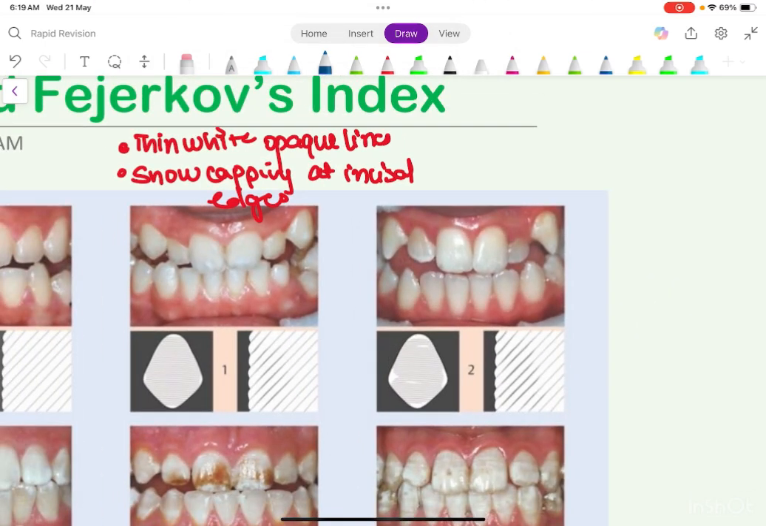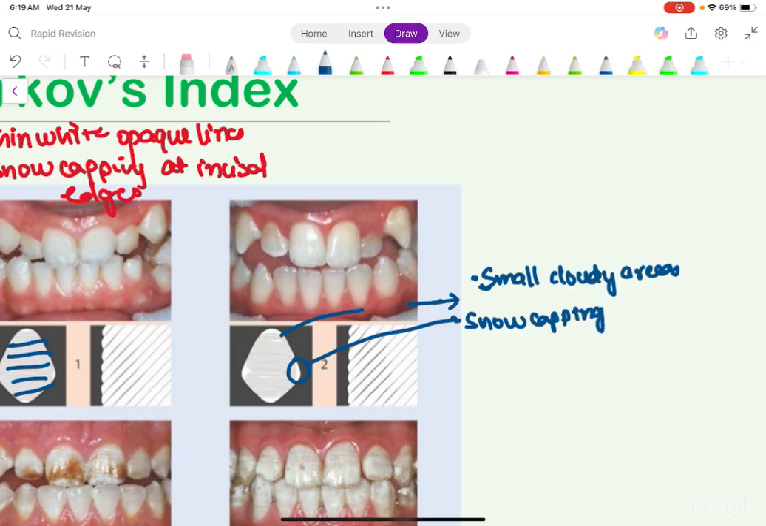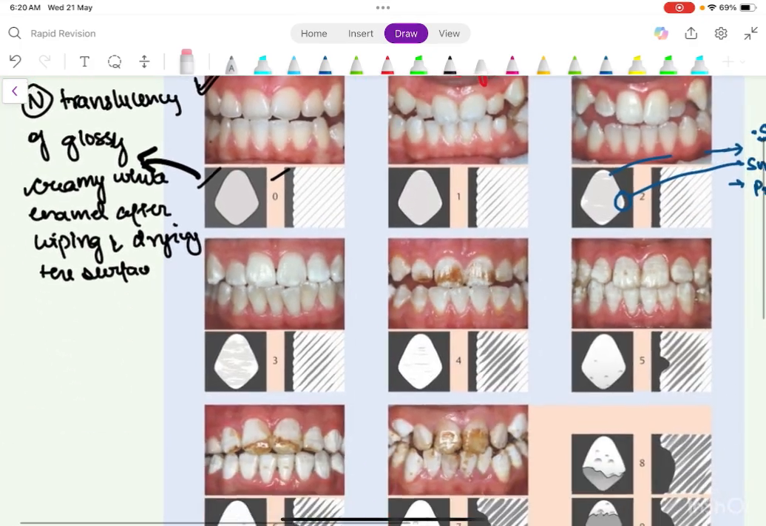Now see, here you had certain nice lines. Now here what you will see is small cloudy areas, right? So you will see small cloudy areas, and obviously you can see snow capping, and the lines have gotten more prominent. So prominent opaque lines. Alright, now let's go to the third one.